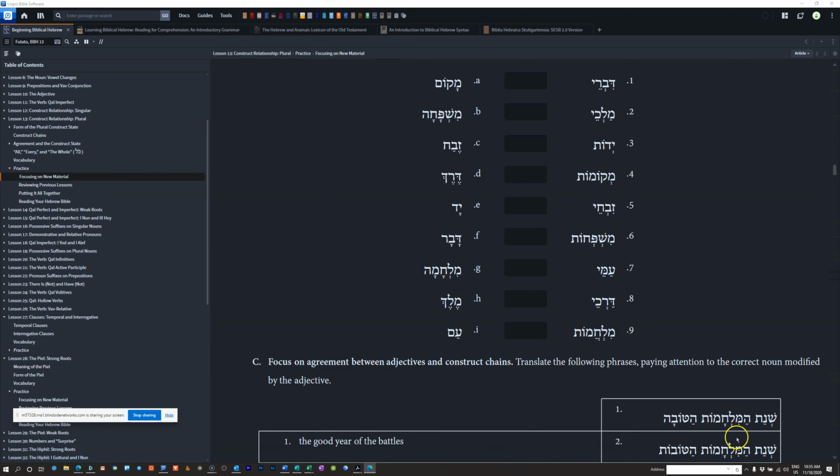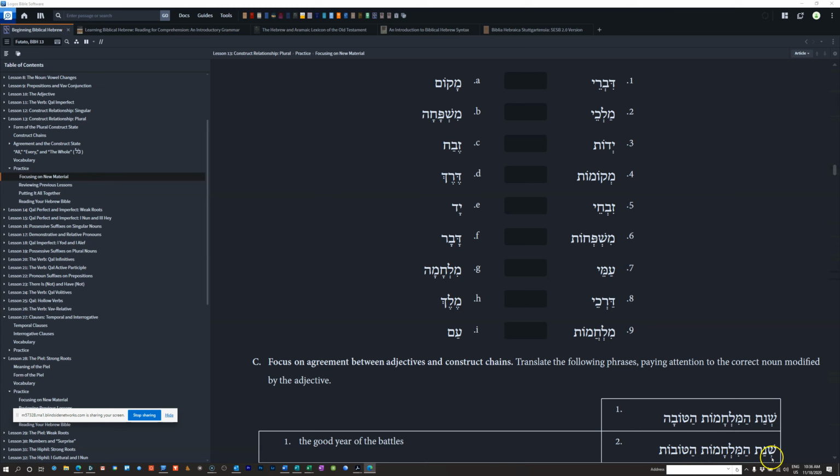All right, so now looking at number 2, we've got shanat hamilchamot hatovot. The difference here is that the adjective is now feminine plural. We go from hatovah to hatovot. Since it's feminine plural and everything else is the same, this adjective now agrees with hamilchamot in gender and number. It no longer agrees with shanat because shanat is still feminine singular, and hatovot is now feminine plural. So now hatovot is going to modify hamilchamot.